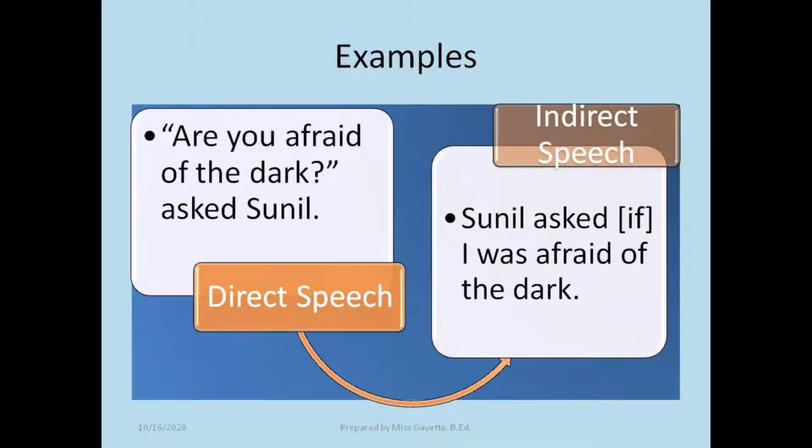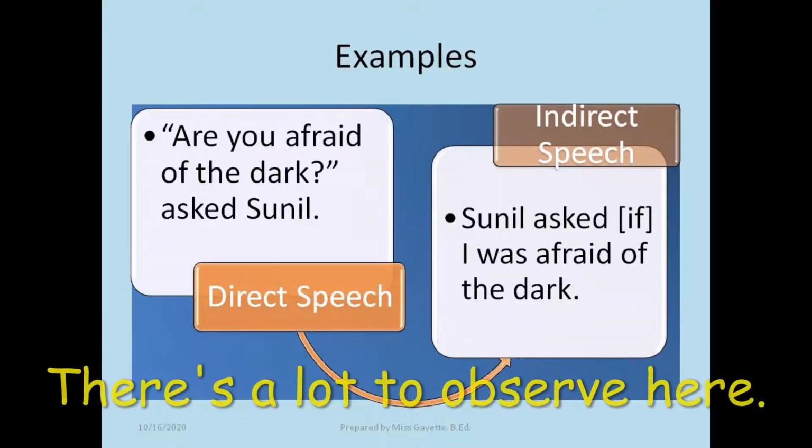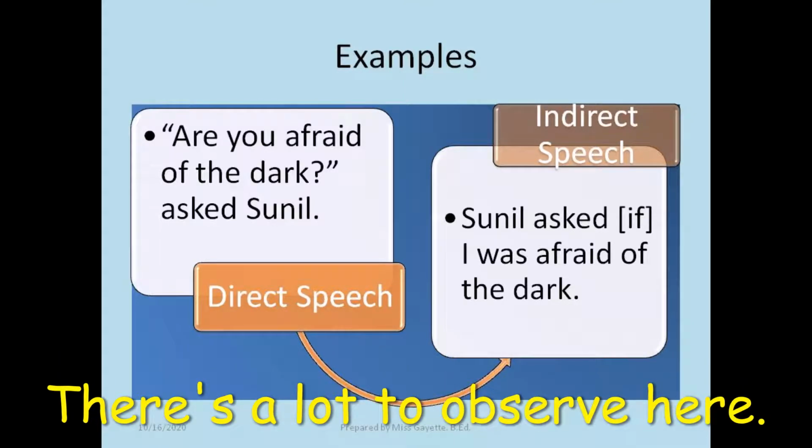Let us look at another example. "Are you afraid of the dark?" asked Sunil. This is direct speech. We can see the open and close quotation marks. Notice that the question mark is within the quotation mark. And then at the end of the sentence is the full stop. Do not be confused and put your question mark at the end of that sentence. Remember, we are writing and punctuating the exact words spoken by the speaker.